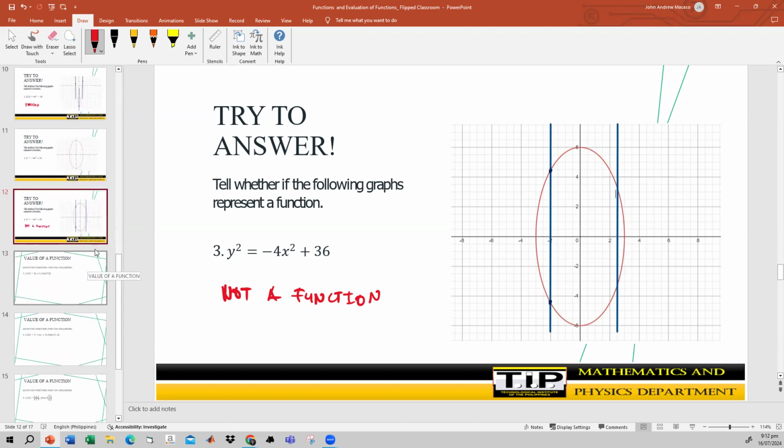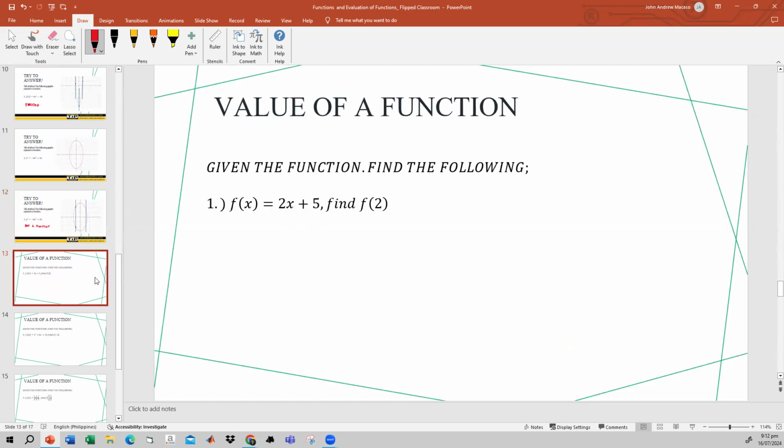Okay. So I hope we're all clear with function. Let's proceed now to the next one. The next topic is all about evaluating a function. Considering that we have this given function, find the following. Let's start with the first one. This is just a recap of the discussion, because I know for sure that this has been tackled during your senior high school. What if we have f of x equals 2x plus 5? We're asked to find f of 2.